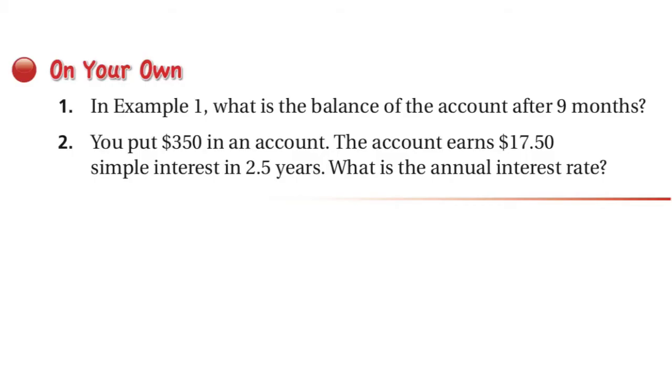For number 2, you put $350 into an account. That's the principal. The account earns $17.50 in interest. That's the interest. And the time is 2.5 years. So you'll multiply 350 by 2.5, and you'll divide both sides by what you get there to get the interest rate by itself. Now don't forget, when you're done, move that decimal point 2 places to the right so it's in percentage form. Don't forget to put the percent sign on.